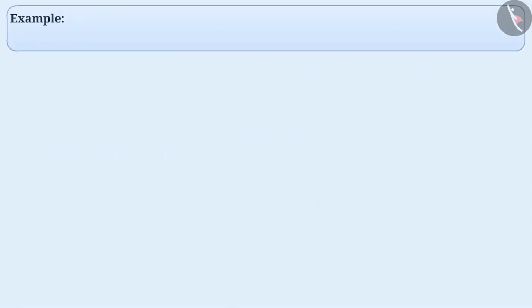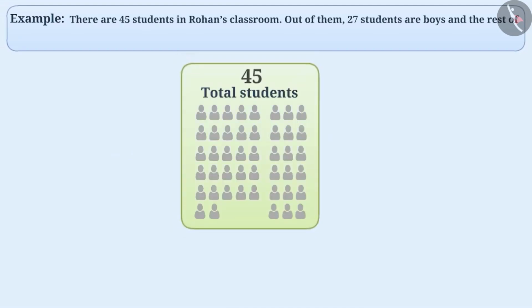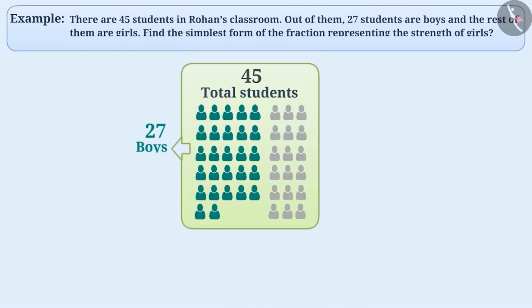Example 2. There are 45 students in Rohan's classroom. Out of these, 27 students are boys and the rest of them are girls. Find the simplest form of the fraction representing the strength of girls.